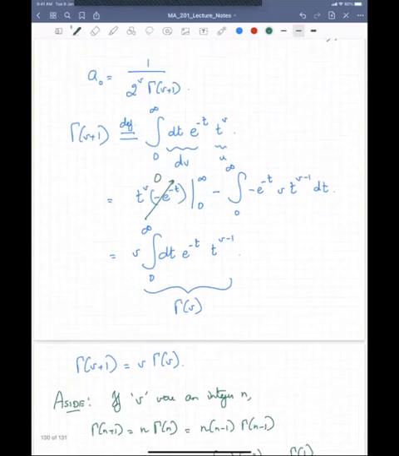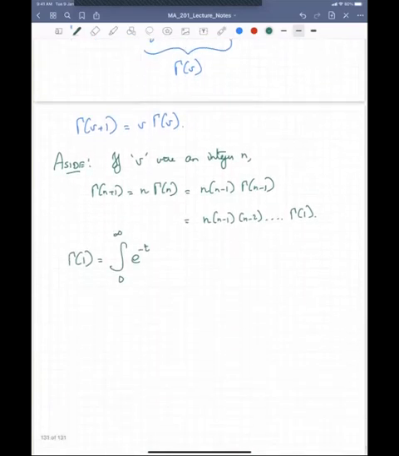Remember that since I want gamma 1, I have to put nu equal to 0. So this is just the integral of e to the minus t dt, which you can easily evaluate to be 1. So since gamma 1 is just 1, this is basically n factorial. Okay. Gamma of n plus 1 is just n factorial. So that is the connection between the gamma functions and the factorial business.